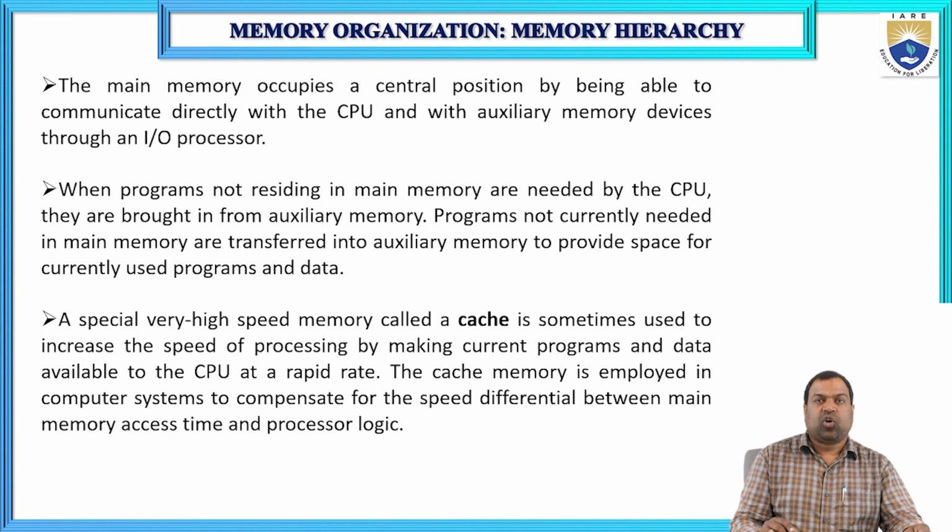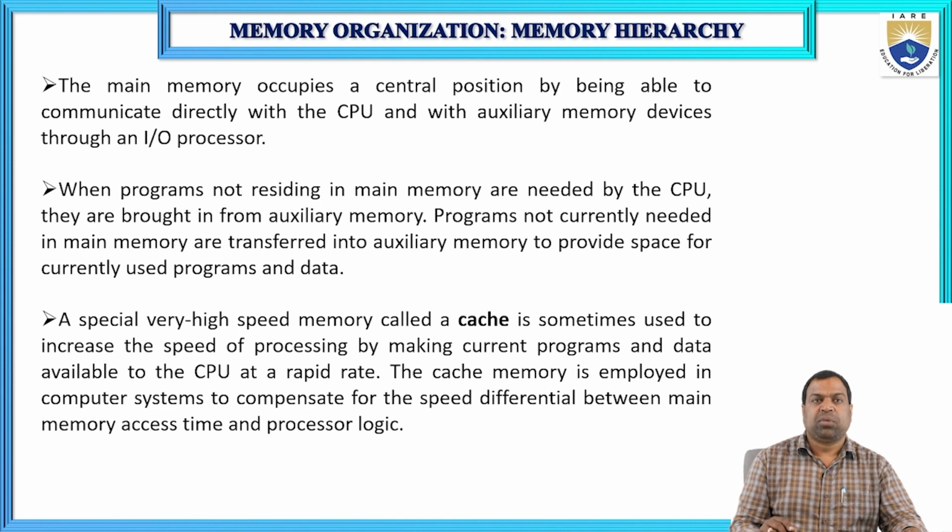The main memory occupies a central position by being able to communicate directly with the CPU and with auxiliary memory devices through an input-output processor. When programs not residing in main memory are needed by the CPU, they are brought in from auxiliary memory. Programs not currently needed in main memory are transferred to auxiliary memory to provide space for currently used programs and data. A special very high-speed memory called a cache is sometimes used to increase the speed of processing by making current program and data available to the CPU at a rapid rate.